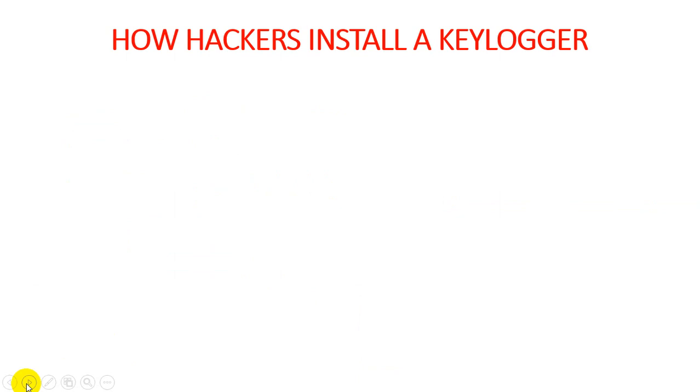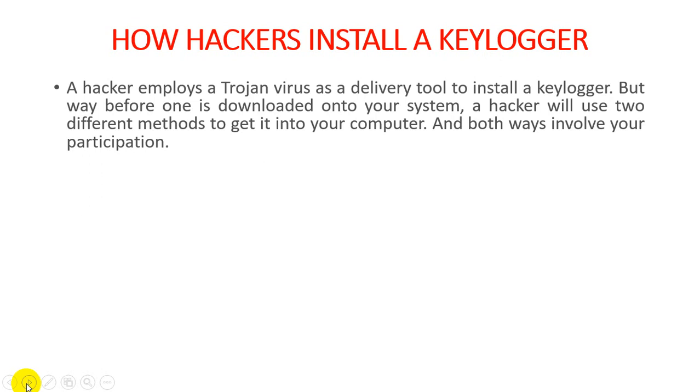How does a hacker install a keylogger? First we need to know how a hacker installs a keylogger on our personal computer. If we know the different techniques hackers use to access our system with a keylogger, we can deny all those things through which a keylogger will be installed on our system. A hacker employs a Trojan virus as a delivery method to install a keylogger. Means with the help of a Trojan they can install a keylogger in our system.